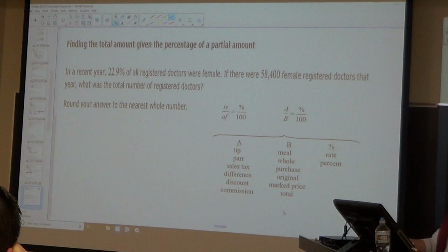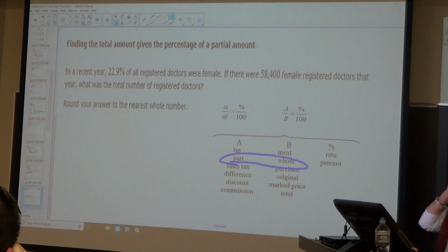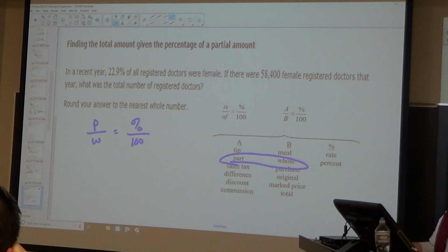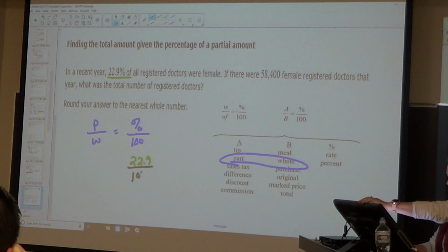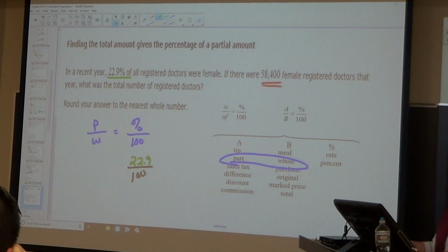I'm gonna use part on this one. Jay, I'll show you a difference one in just a second. This one's gonna be part over whole. Where does the 22.9 go? Your percent. Where does that go?